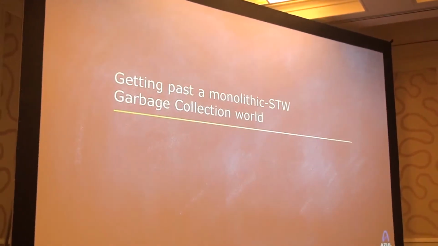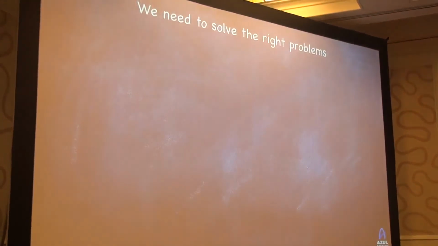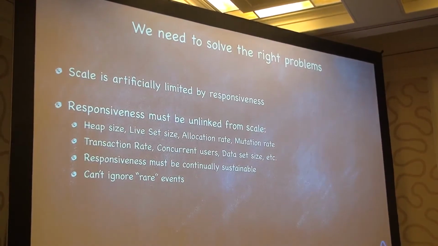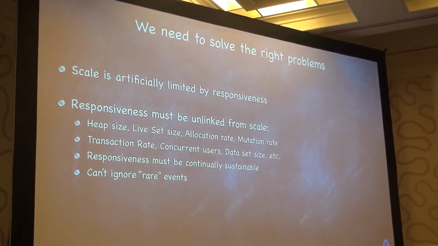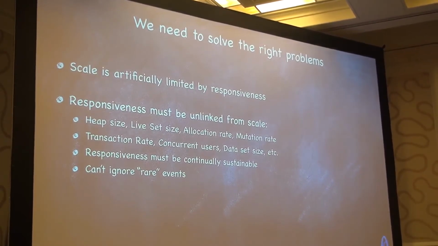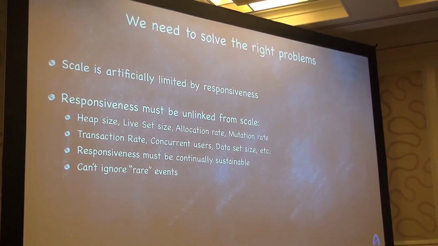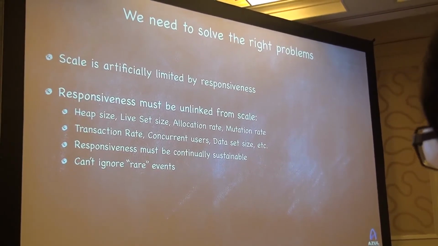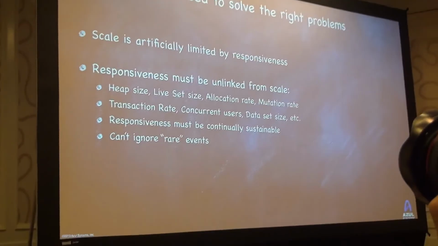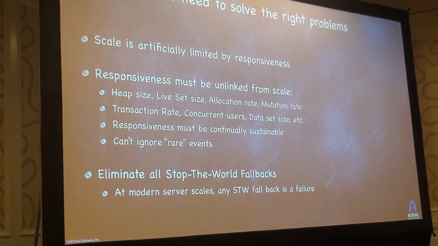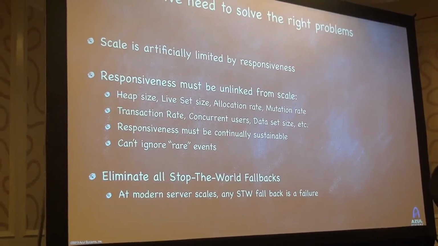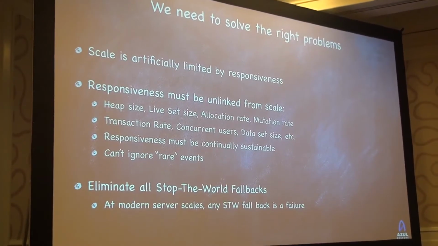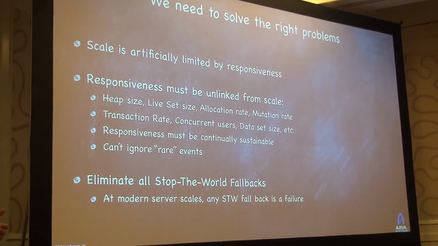So what can we do to get past this? And I've got like 4 minutes. So we need to solve the right problems. Scale is artificially limited by responsiveness. That's the problem I'm talking about, because you guys are not using servers. You're using a toy part of a server right now, and you're using a lot of toy parts of them, because that tends to work. You'll take a server and put 20 things on it. You can't make one big thing work. But we need to unlink scale from responsiveness in all these metrics. And to do that, we actually have to eliminate all stop-the-world fallbacks, not push them further to the future. So everything has to go.